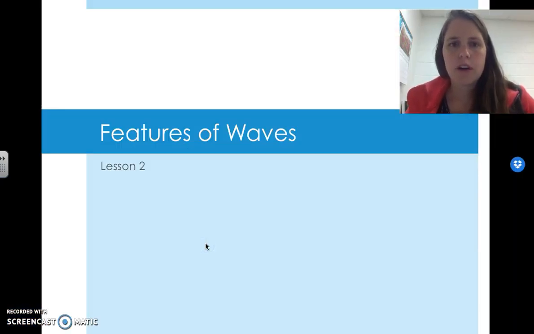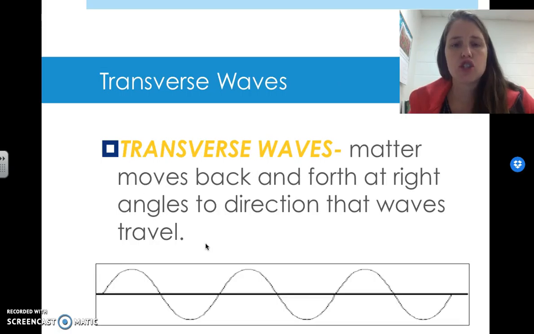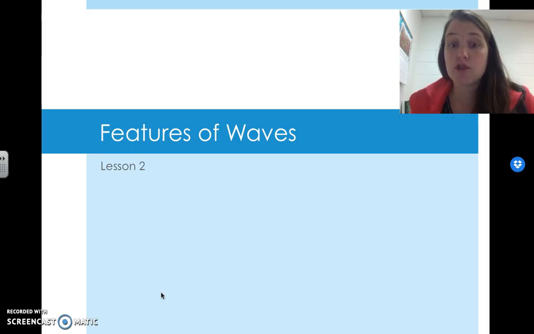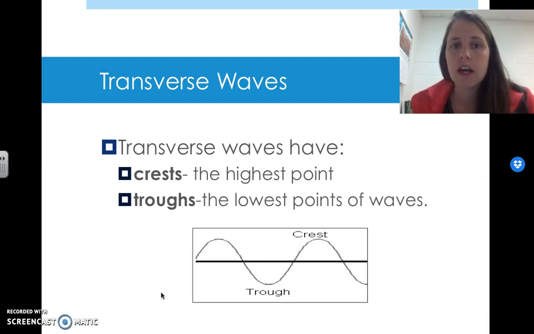All right, so we are going to talk about the features of waves. If you remember, we talked that there were two types of waves last time. So we had your transverse waves that kind of just go up and down, like you'd picture any type of wave going in the water. And then we have the compressional waves, which are more like slinky type waves. So please remember that we have those two types, because we're going to now talk about the features of those actual waves. So first we'll look at transverse waves.